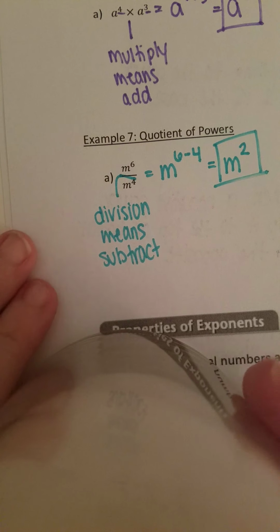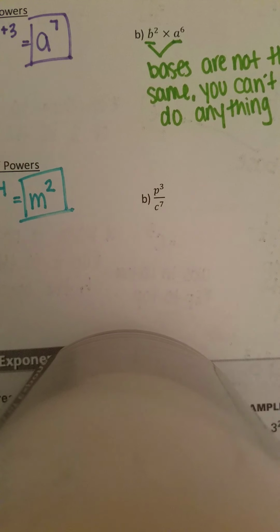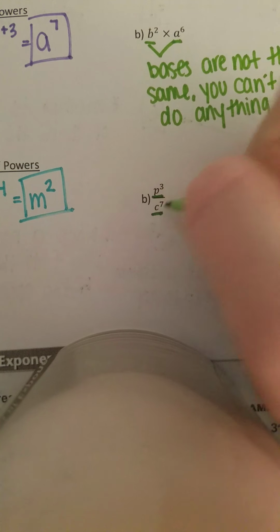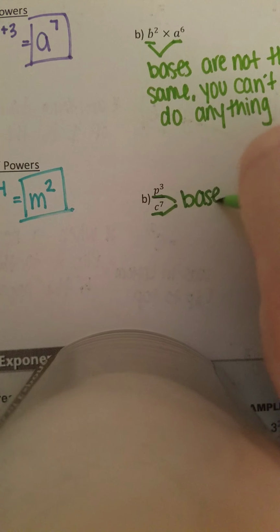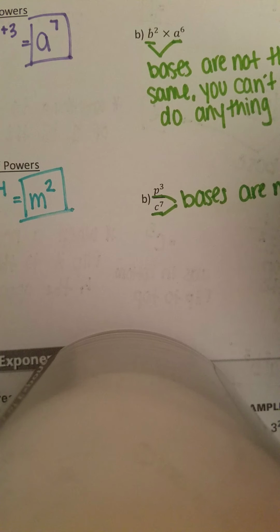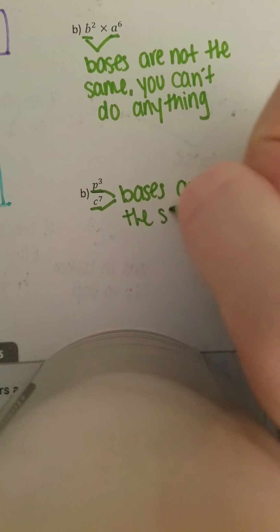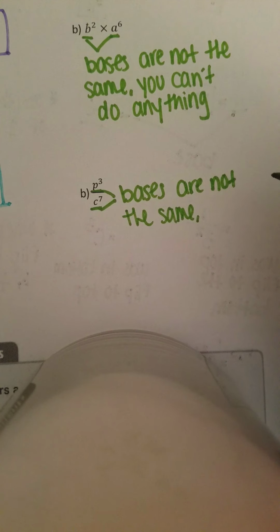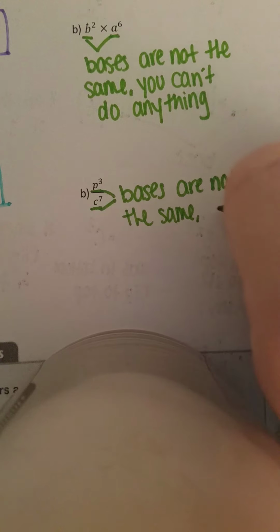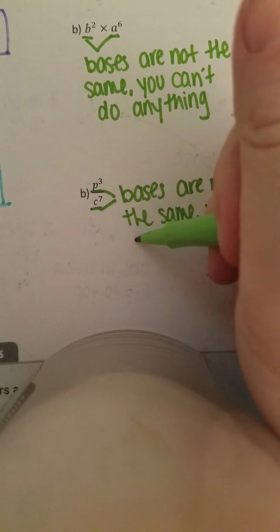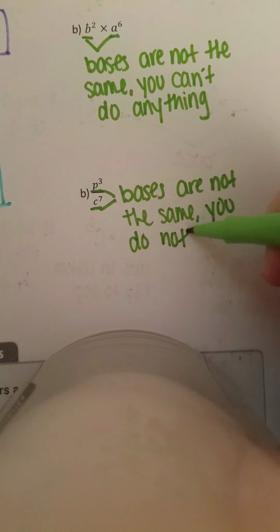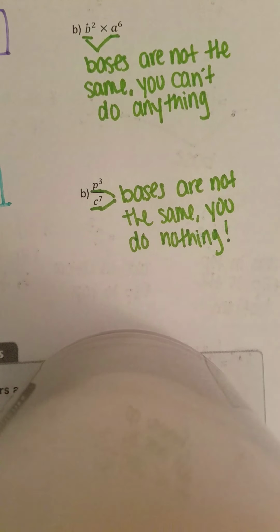For letter B, if we look, do you notice how this one's a P and this one's a C? Those bases are not the same. And since the bases are not the same, you do nothing. And so then you just leave it as P to the 3rd power over C to the 7th power.